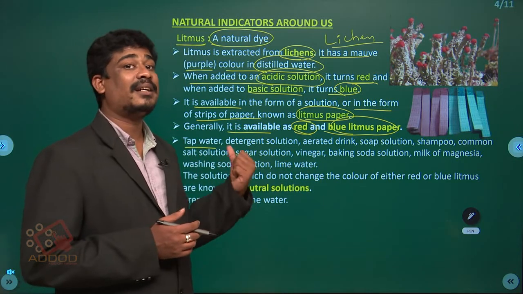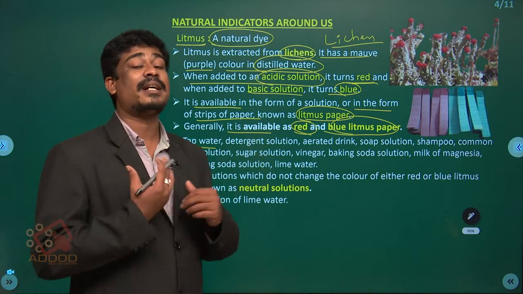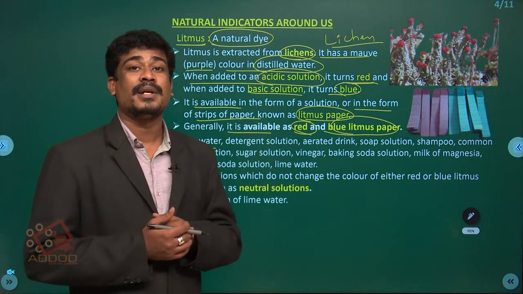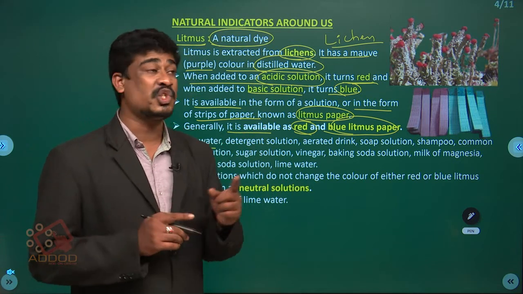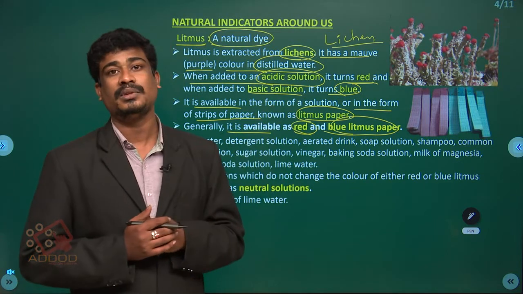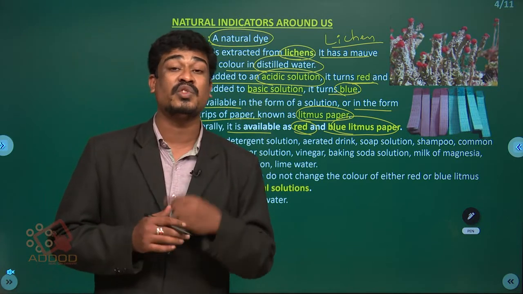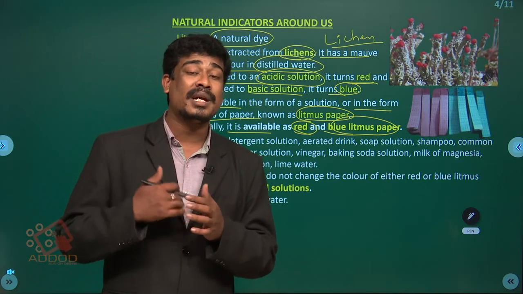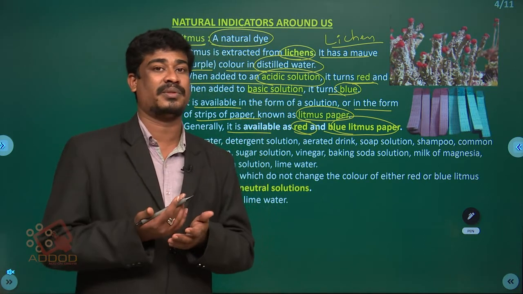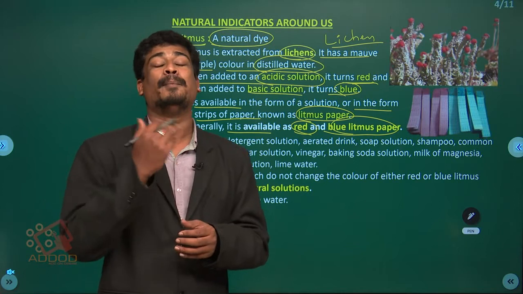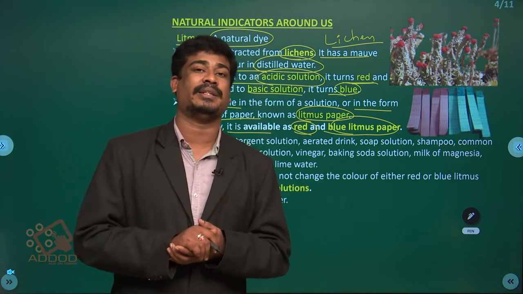We had already learned that whenever litmus solution or litmus paper is added to an acidic solution, it turns red. When it is added to a basic solution, it turns blue. Which one turns into blue? Blue cannot change into blue, isn't it? It is not possible. So red litmus changes into blue, in which solution? Basic solution. That is a fundamental thing.